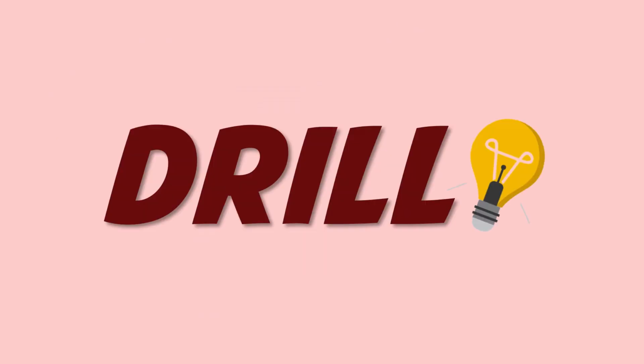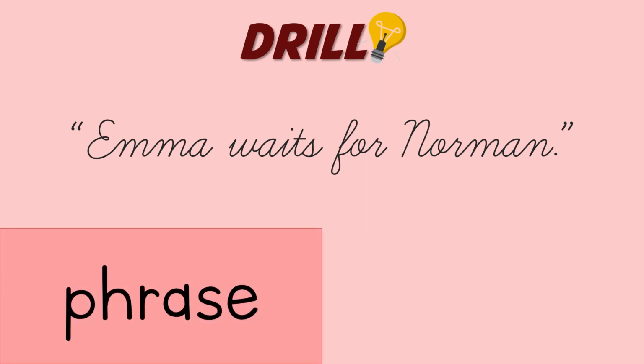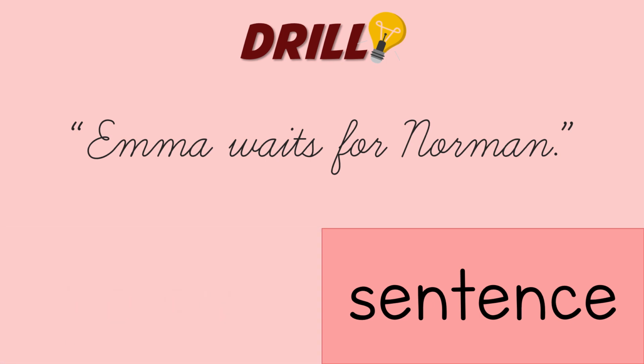It's drill time! I will be giving you a group of words, and then you will be identifying whether it is a phrase or a sentence. Let's start! Emma waits for Norman. Is it a phrase or a sentence? If your answer is a sentence, you are correct. The subject is Emma and the predicate is waits for Norman.